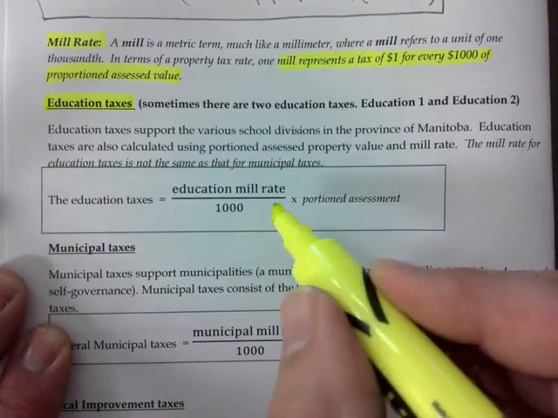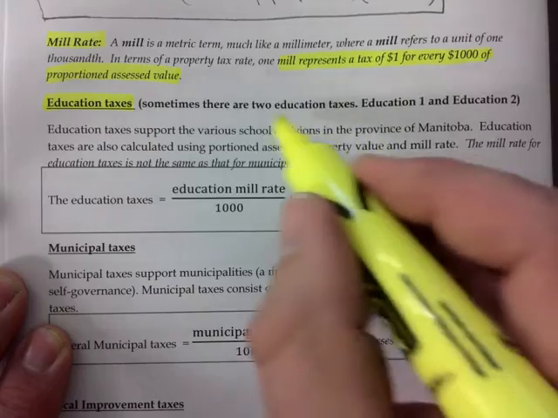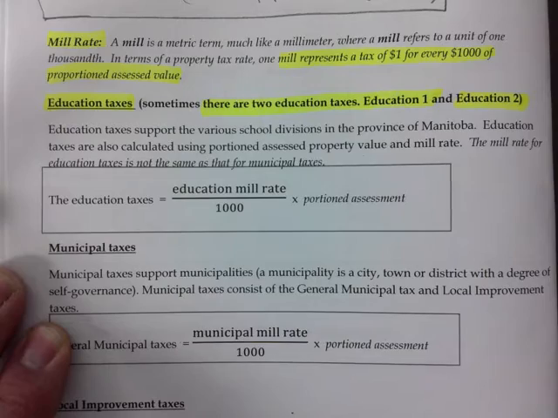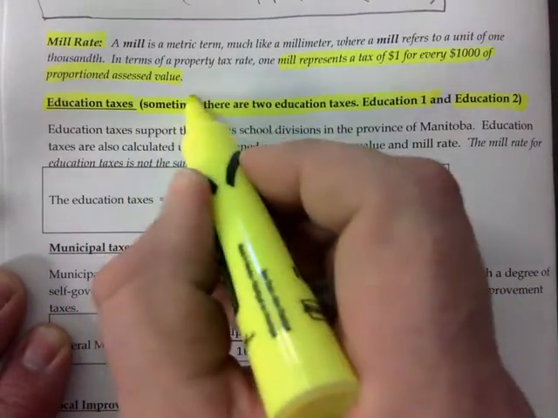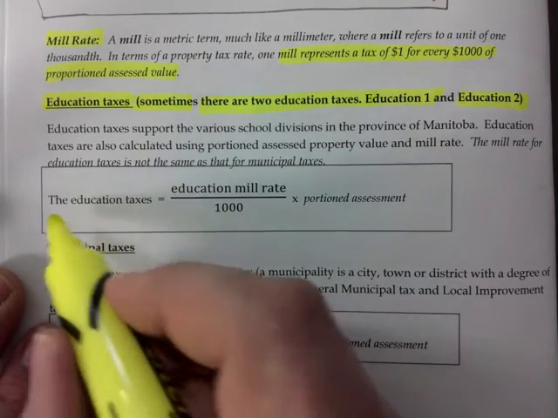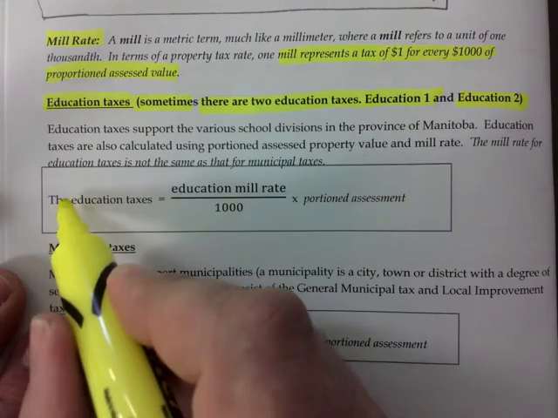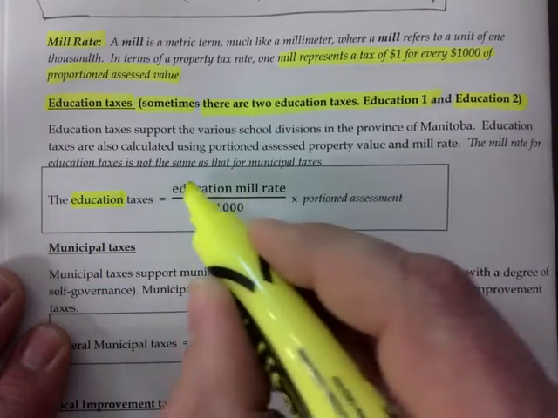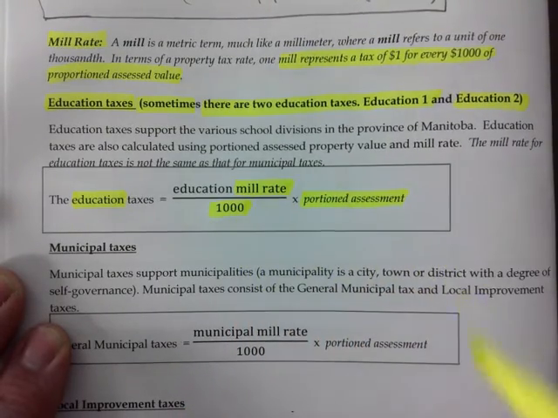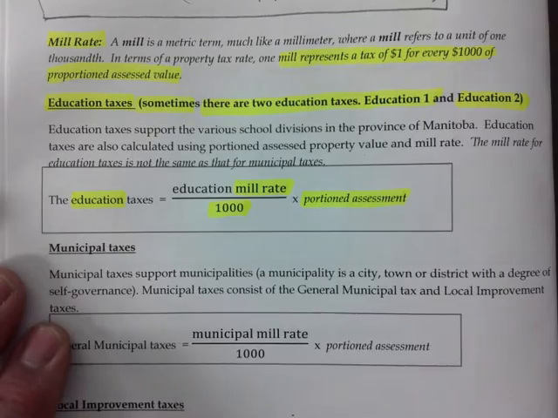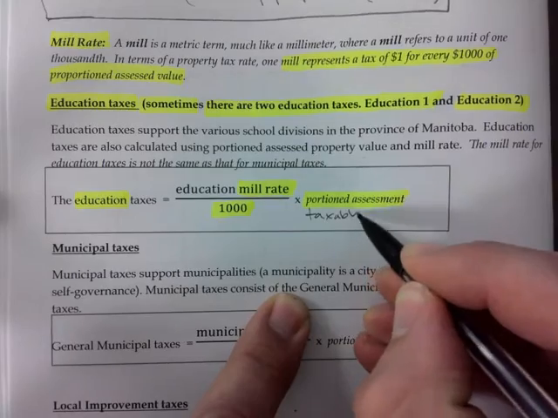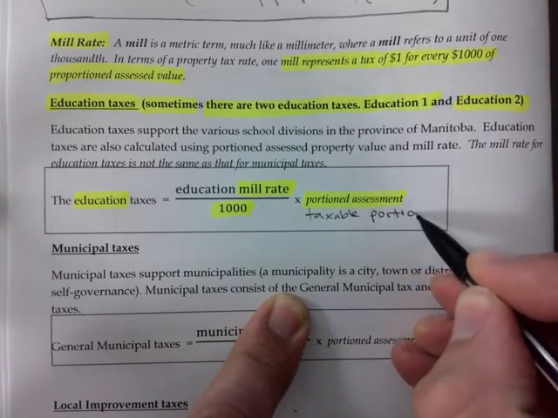Education taxes. There are 2 education taxes, Education 1 and Education 2. Sometimes, I should say, not always. And then this is important here. For education, for example, you take the mill rate divided by 1,000 times the portioned assessment. Under the portioned assessment, I'll say taxable portion, so you know. Okay.